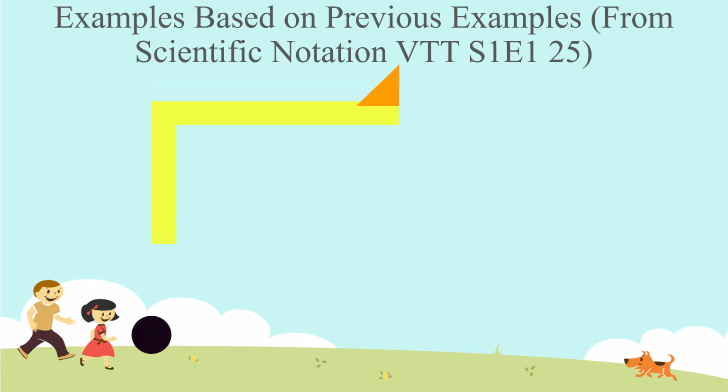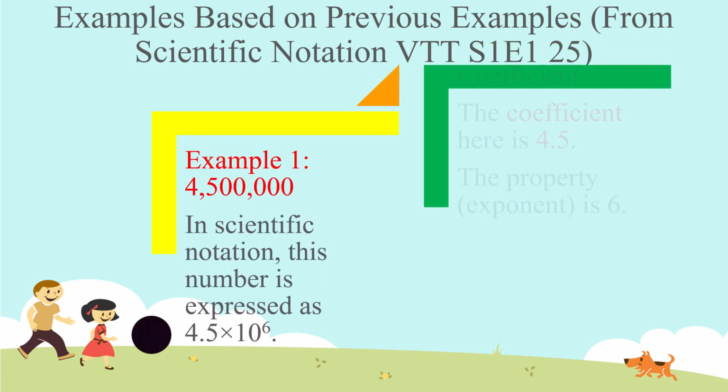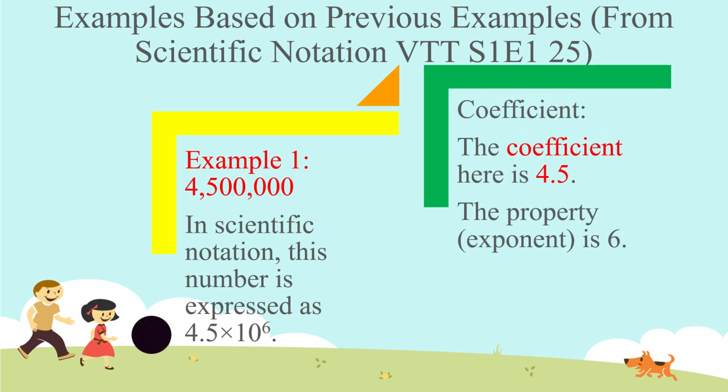The following examples are based on previous examples from scientific notation VTT S1E1 25. Example 1, 4,500,000. In scientific notation, this number is expressed as 4.5 times 10 to the power of 6. Coefficient. The coefficient here is 4.5. The property, exponent, is 6.